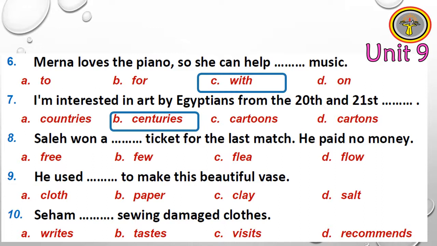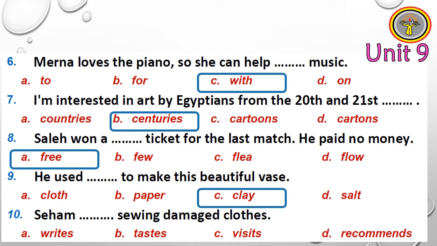Number 8. Saleh won a free ticket for the last match. He paid no money. Of course, Saleh won a free ticket. Number 9. He used clay to make this beautiful vase. Of course, he used clay. Number 10. Siham recommends sewing damaged clothes.